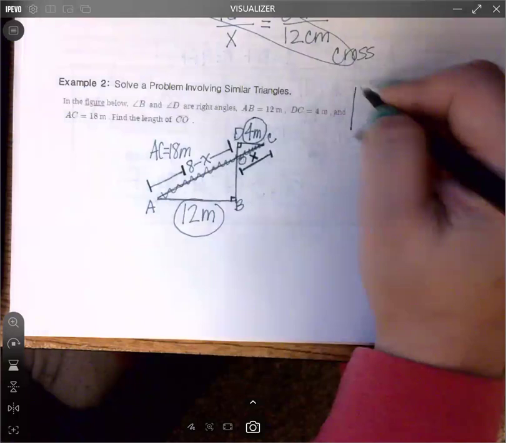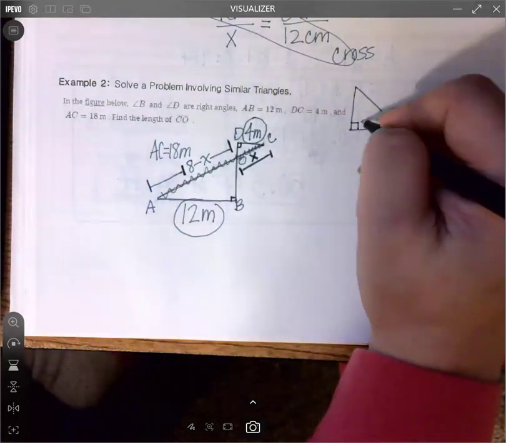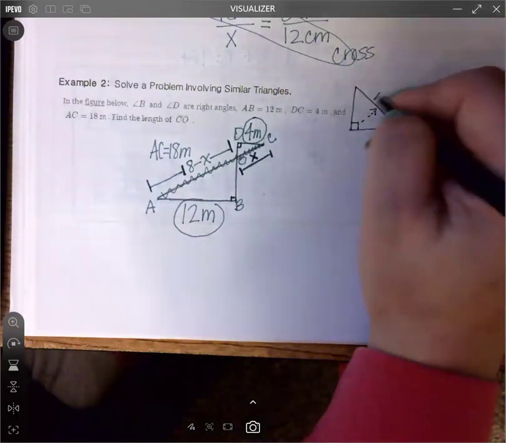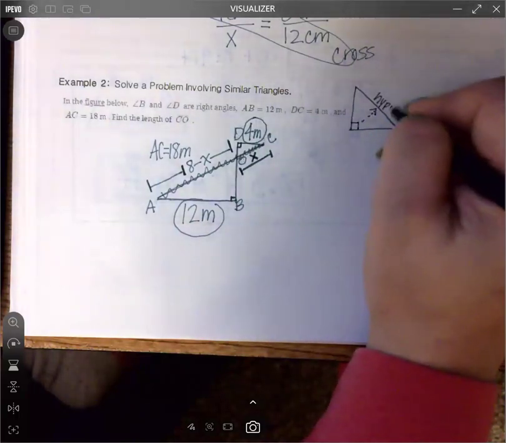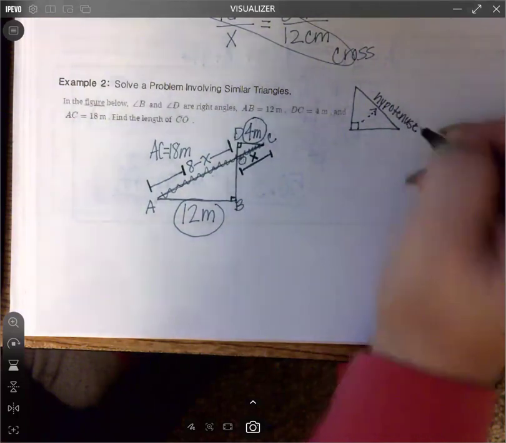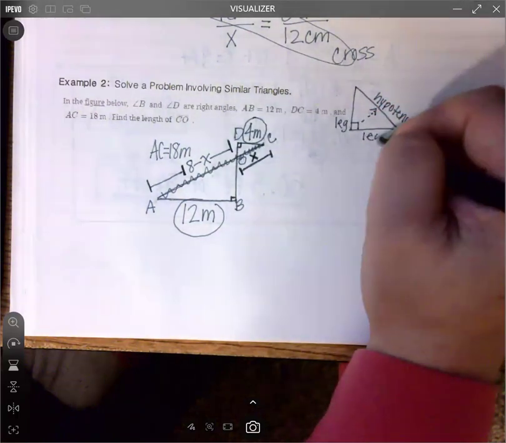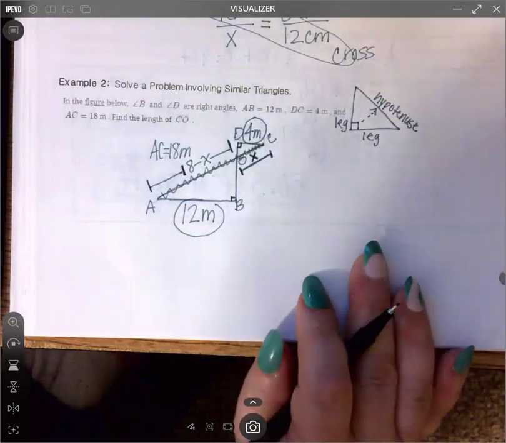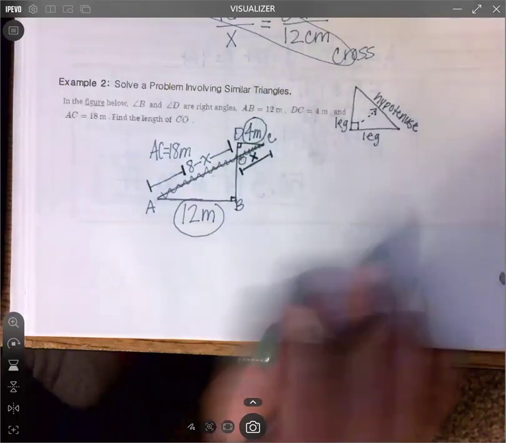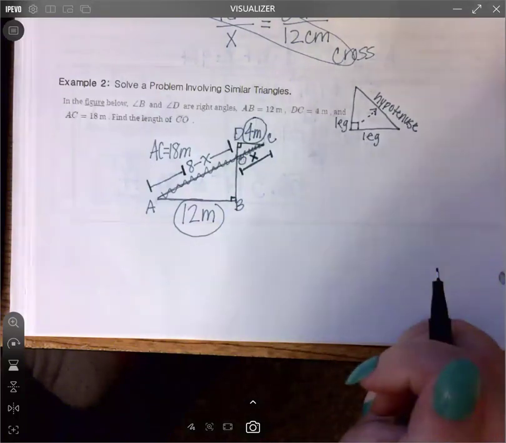So again, in a right triangle, the distance across from the right angle has a special name, and it is hypotenuse. The other two sides are called legs. The base is usually what's on the bottom. So in this case, the 12 and 4 are in the same orientation.